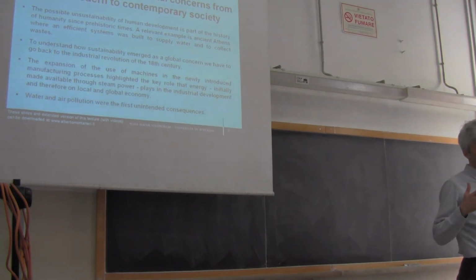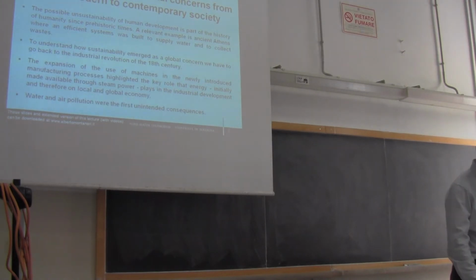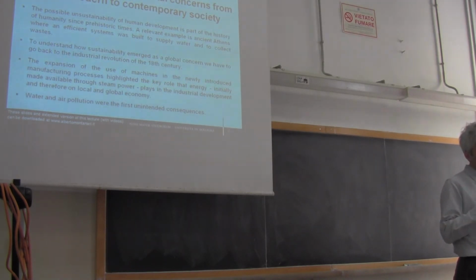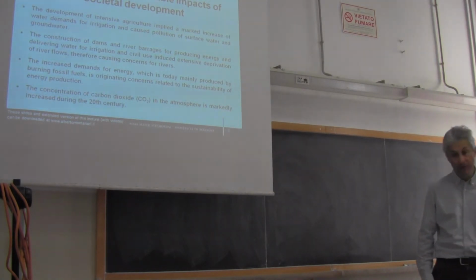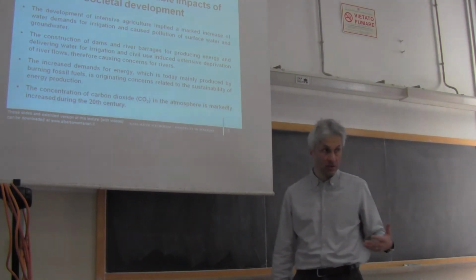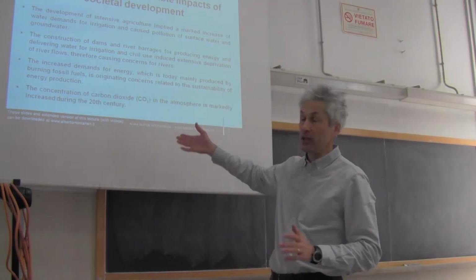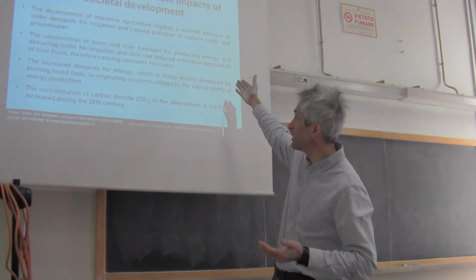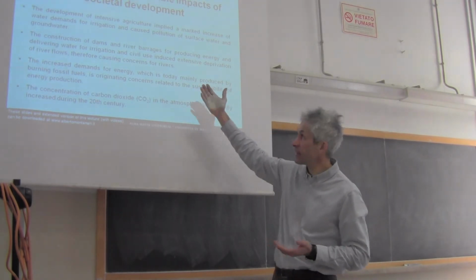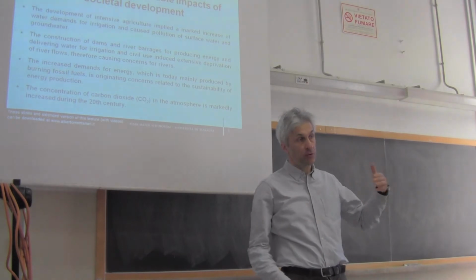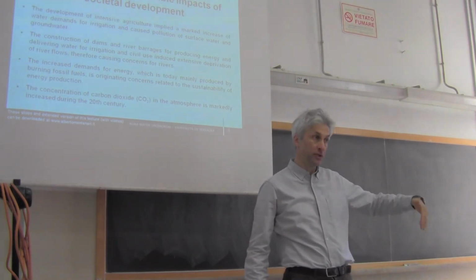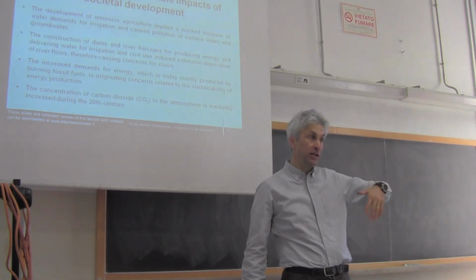And this was basically the emergence of sustainability. At the beginning, people were just concerned by water and air pollution, but later on, there were other impacts that emerged. And here you have a partial list, a very partial list. First of all, intensive agriculture. Intensive agriculture implies the use of nitrates and therefore pollution of surface water and groundwater.